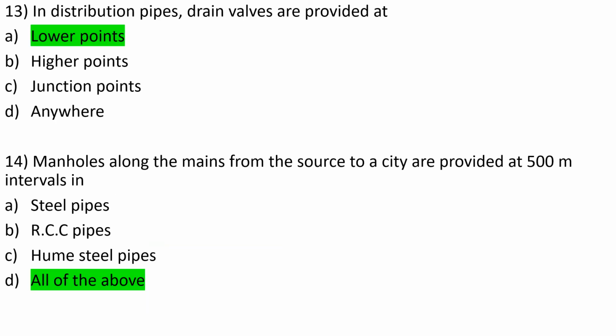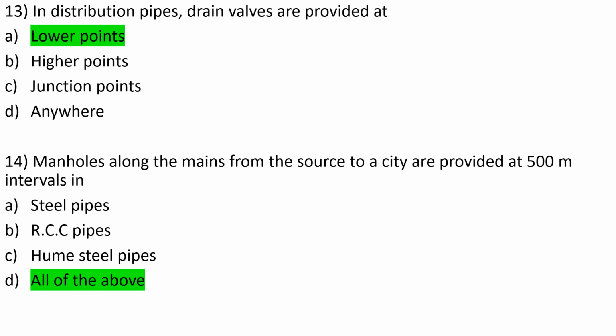Question number 13. In distribution pipes, drain valves are provided at option A, lower points, B, higher points, C, junction points, and D, anywhere. Usually drain valves are provided at the lower points of distribution pipes. So here the answer is option A, lower points.